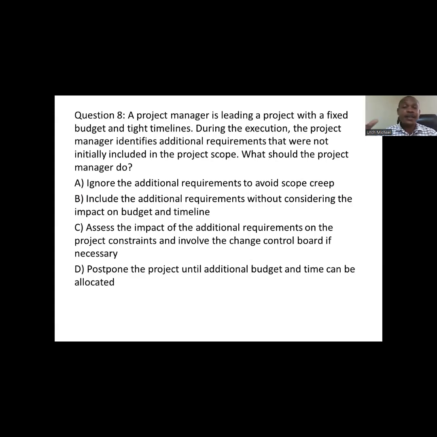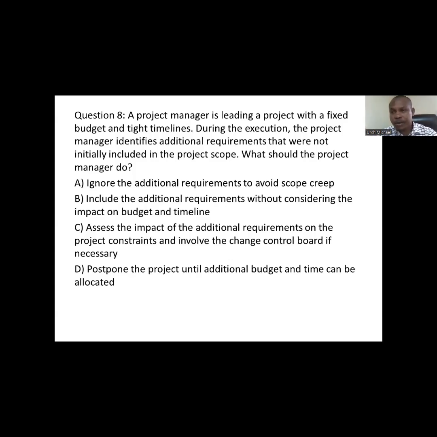Now, if you're adding something to the project scope, it means you're adding to the timeline and you're adding to the budgets. An increment in the scope means an increment in the time and also in the budgets. So they want to know how you can actually handle this issue. You discover something that was not included in the scope. What should you do? Should you just go ahead and add it?